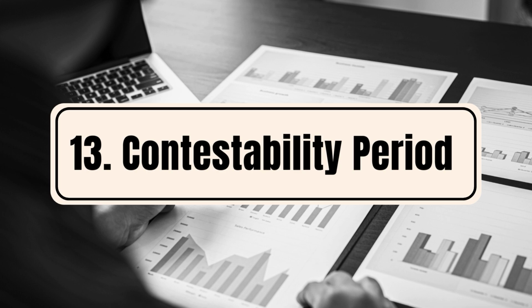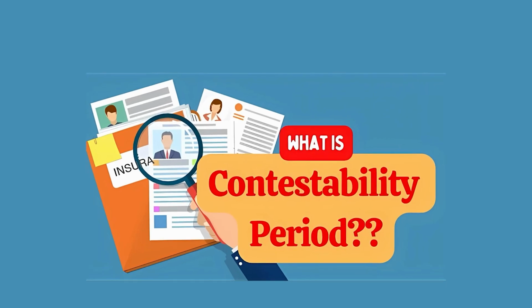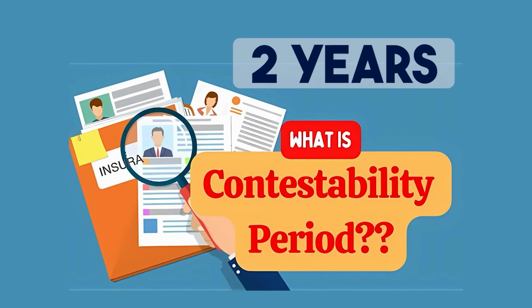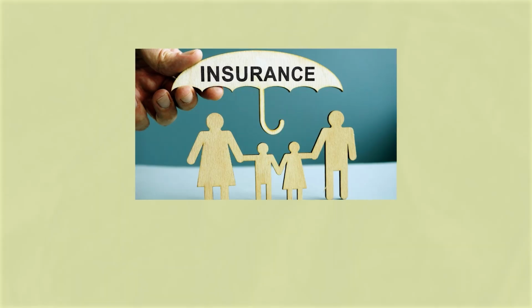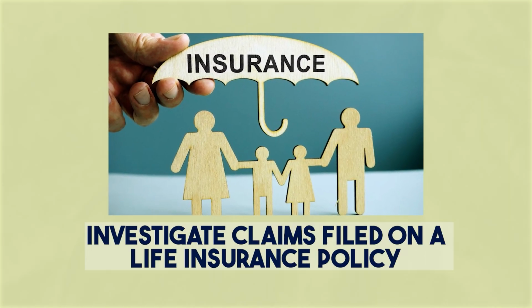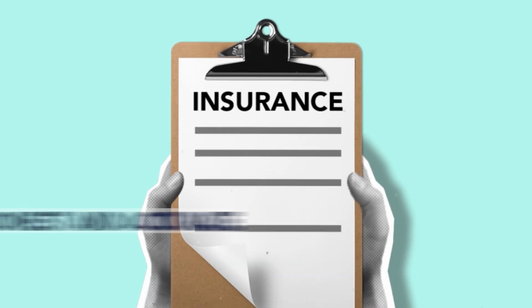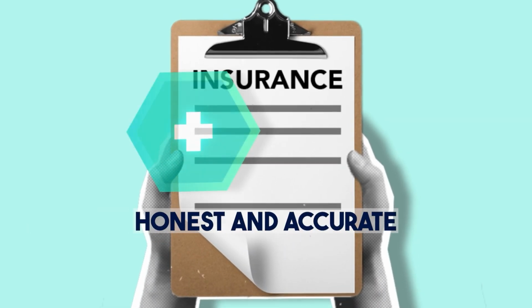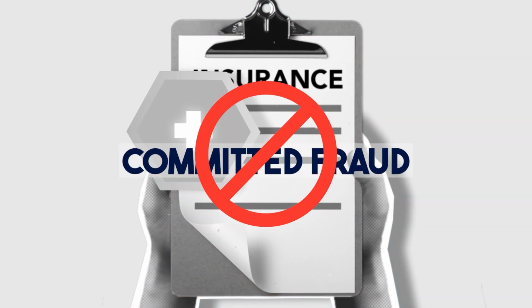13. Contestability period. This term refers to the period, usually 2 years after coverage is approved and granted, during which the insurance company can investigate claims filed on a life insurance policy. It is very important to be very honest and accurate when applying for life insurance because claims can be denied if there is evidence of fraud.